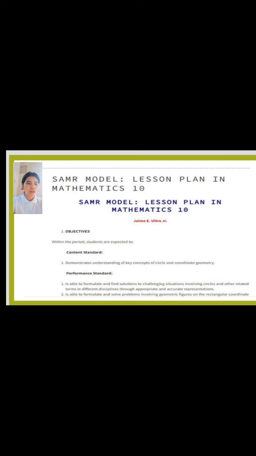This is just a sample. It is written by Jaime A. Ultra Jr. First is the objectives. Within the period, students are expected to meet the following. Content standards: demonstrate understanding of key concepts of circles and coordinate geometry. Performance standards: 1. Is able to formulate and find solutions to challenging situations involving circles and other related terms in different disciplines through appropriate and accurate representations. 2. Is able to formulate and solve problems involving geometric figures on the rectangular coordinates.